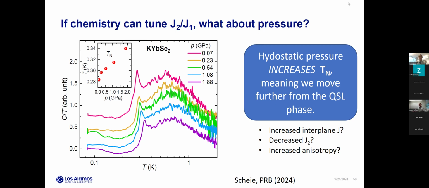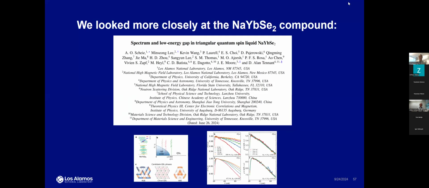It's not clear why this happens. It could be that we're increasing the interplanar interactions between the triangular lattices. It could be that somehow we're decreasing the second neighbor exchange, or that we're increasing anisotropy in some way that stabilizes order. That's not clear, but it's clear that pressure won't get us the direction that we want to go.